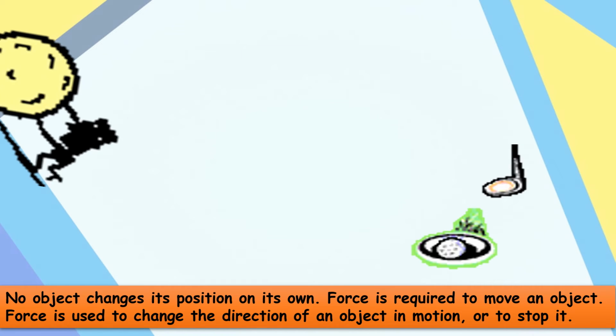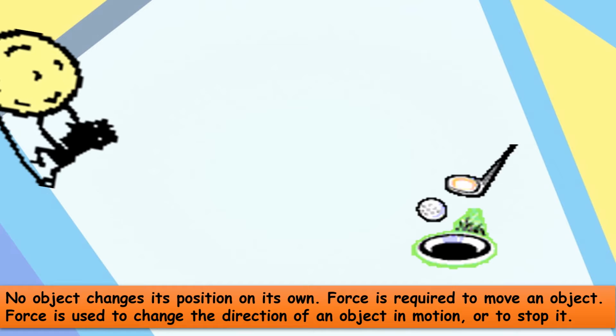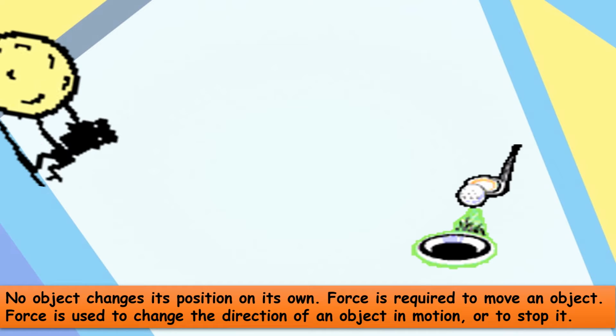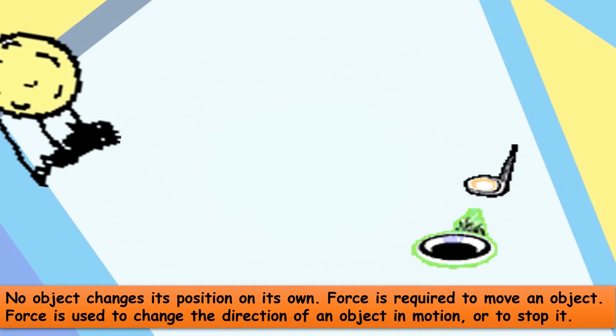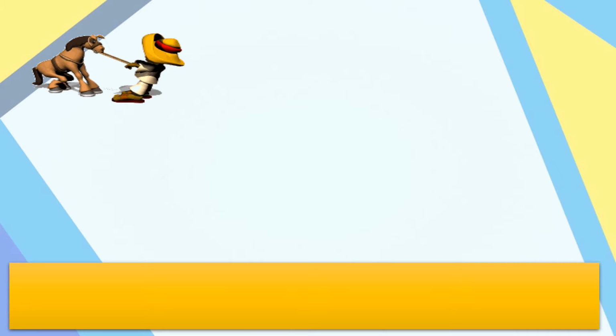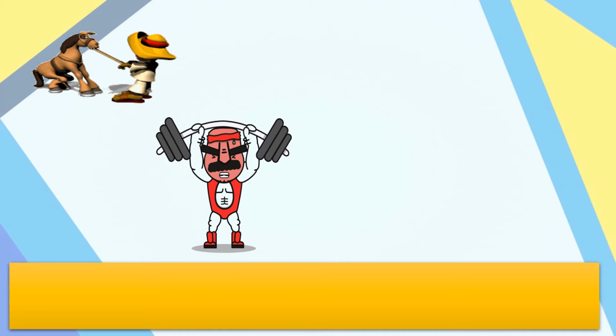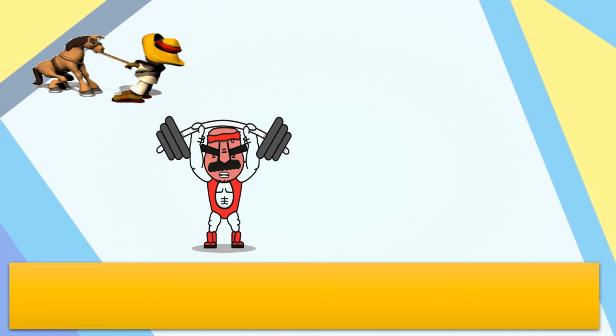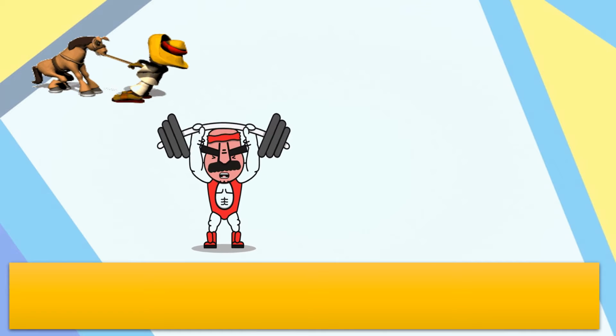Okay, so force is required to move an object from its original position, to stop it, to change its direction. Okay, so here in this picture, this man is trying to pull the horse in order to make it move. This man is trying to lift weights. He is also applying force.